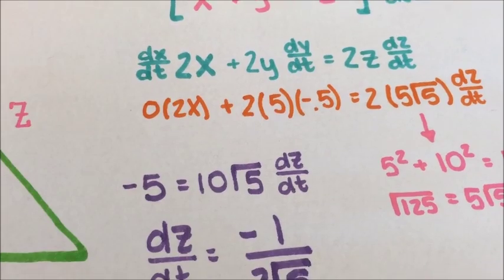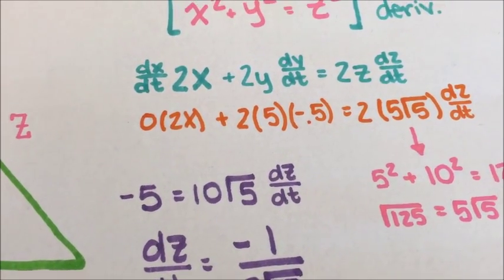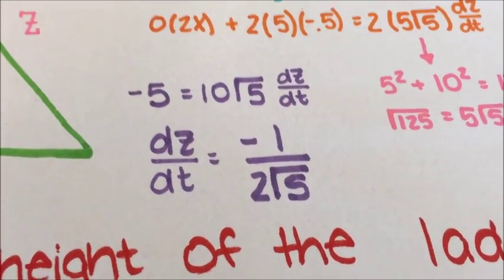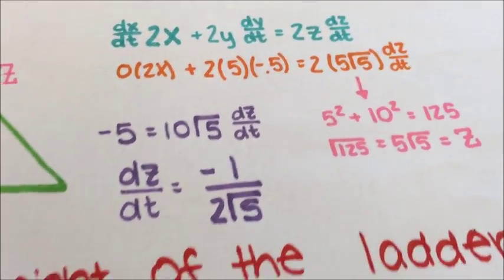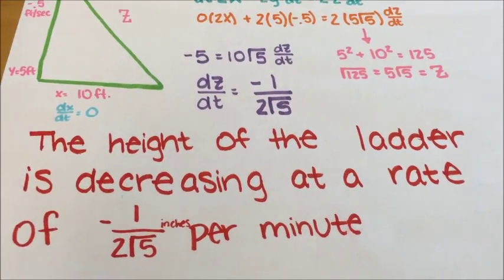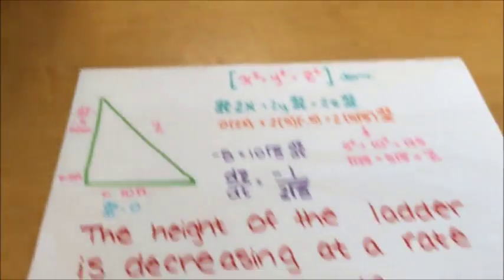Now, ladies and gentlemen, we're trying to find dz over dt, so you're going to divide negative 5 by 10 root 5, and what you're left with is negative 1 over 2 root 5. How do you interpret this answer, you may ask? Well, the height of the ladder is decreasing at a rate of negative 1 over 2 root 5 inches per minute. Inches. Okay, thank you.